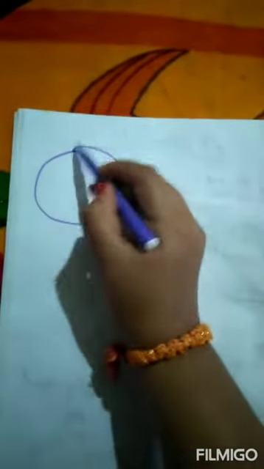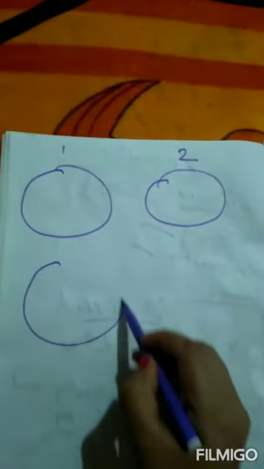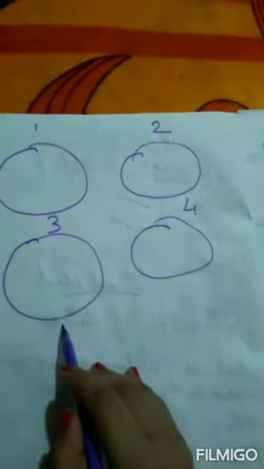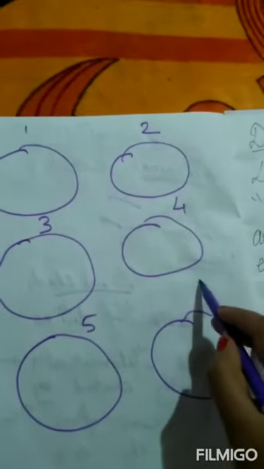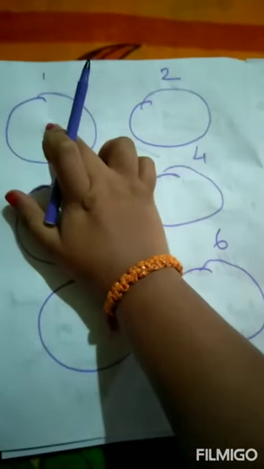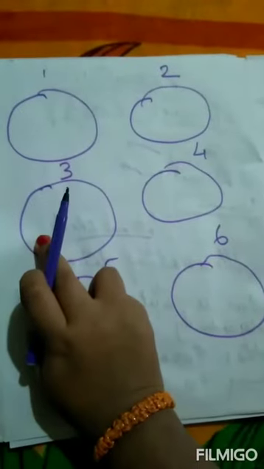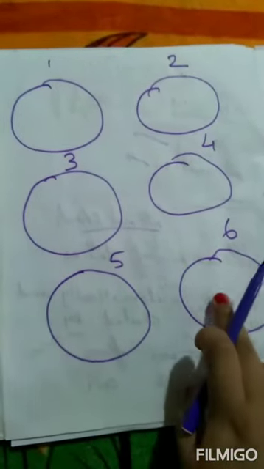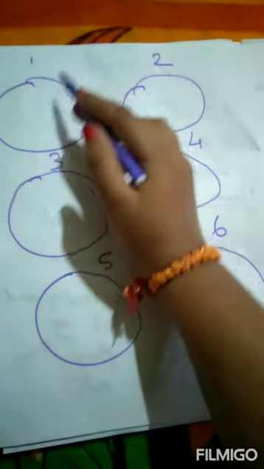Counter number 1, 2, 3, 4, 5, 6. There are 6 employees. Employee in first counter, employee in second counter, employee in third counter, employee in fourth counter, employee in fifth counter, employee in sixth counter.